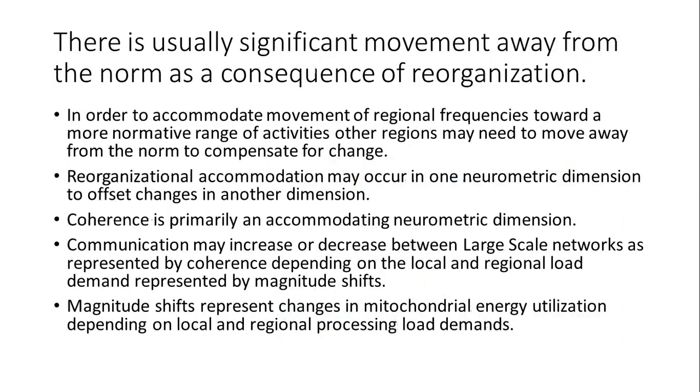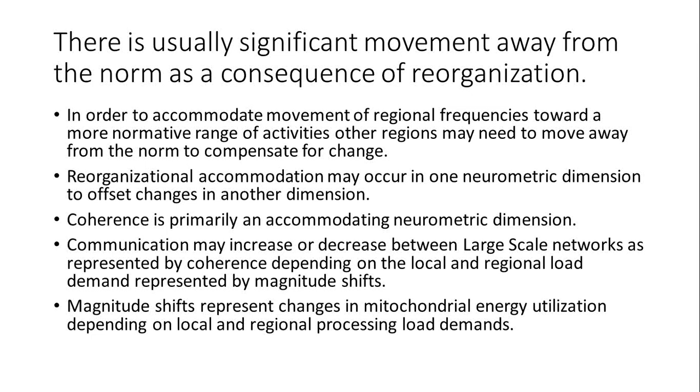So there's usually significant movement away from the norm as a consequence of reorganization. In the old days, we would see brain maps and things would move away from the norm, like you saw that beta moving below the norm instead of just staying where it was in the previous slide. It went down in compensation to the diminishing delta and theta. This is called reorganization. In order to accommodate movement of regional frequencies toward a more normative range of activity, other regions may need to move away from the norm to compensate for change.